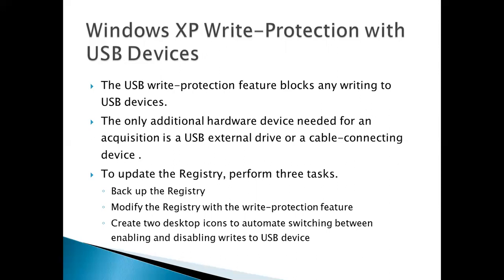What we can do is use USB devices to copy the entire data. For that, you have to do three steps. You have to back up the registry, modify the registry, and then create two icons to switch from your system to the USB device. So you have to create two icons. These are the three steps you have to do for Windows XP write protection with USB devices.